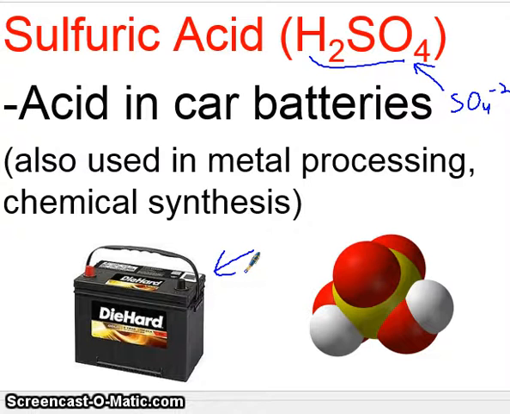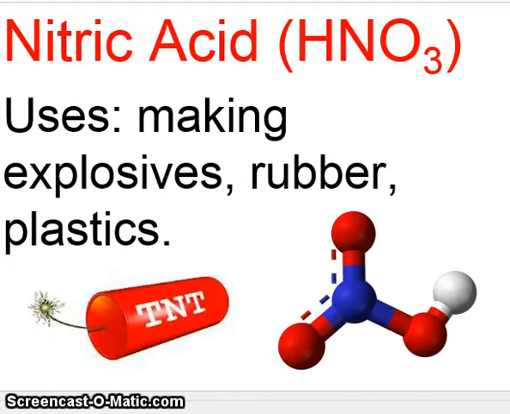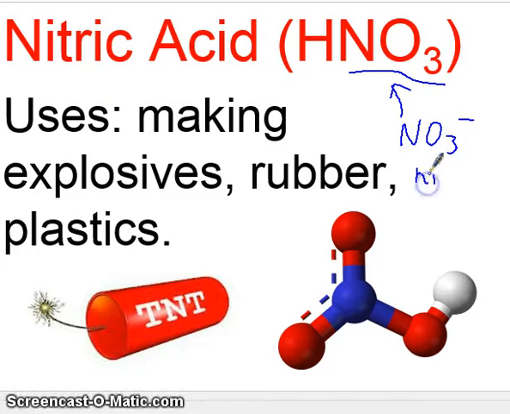A lot of syntheses, chemical synthesis, uses sulfuric acid. If you take organic chem, we will use sulfuric acid. It is an extremely important acid in chemistry. The next is nitric acid. Nitric acid is HNO3, having the nitrate anion. This is NO3-. Remember, nitrate.